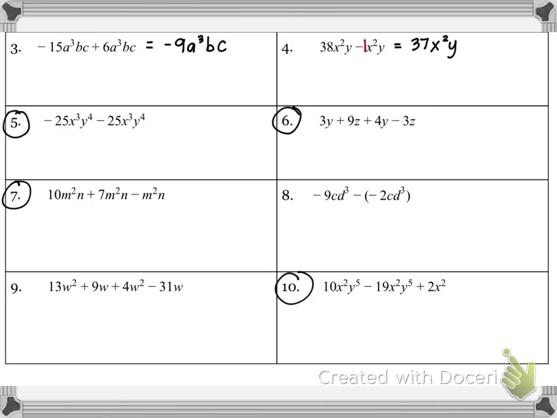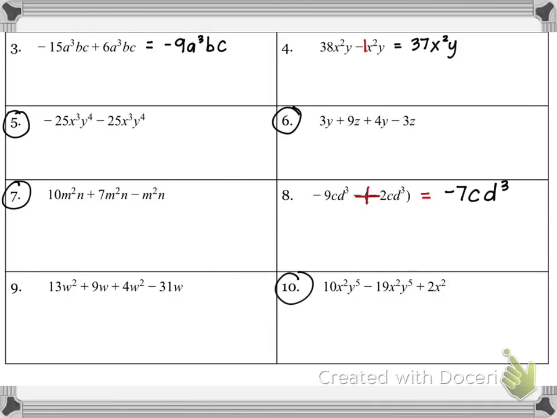We're going to do 8 and 9. So let's look at number 8. So we have CD to the 3rd power and we have CD to the 3rd power. So we can combine these terms. But remember, we have two negatives next to each other. What does that turn into? This turns into a positive. So don't forget that that's really a plus. And now we're going to say negative 9 plus 2, which is negative 7. And then we're going to tack on CD cubed at the end, because they both have CD to the 3rd power.